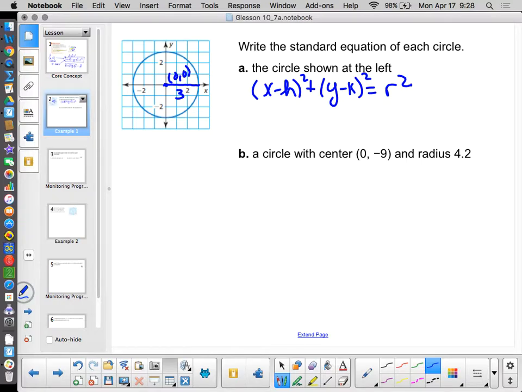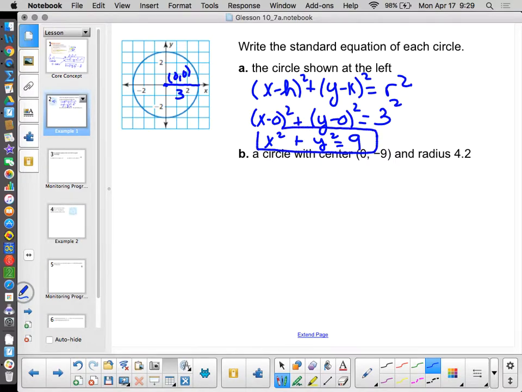Well, h and k are both 0, so that's (x minus 0) squared plus (y minus 0) squared equals r squared, 3 squared. And so if I simplify that a little bit, (x minus 0) squared is just x squared, (y minus 0) squared is just y squared, and 3 squared is 9. x squared plus y squared equals 9 is the equation of that circle. Okay? So all we're doing is plugging into the formula.